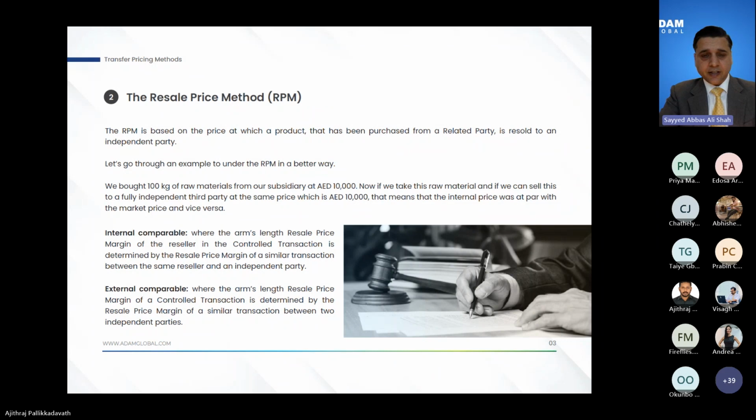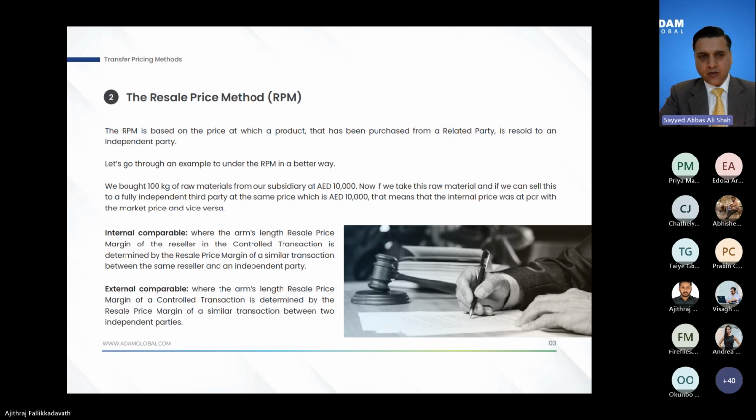So let's assume we bought 100 kg of raw material from one of our subsidiaries at 10,000 dirhams. Now, if we take this raw material out into the market, can we fetch the same price? Can we sell it outside for 10,000 dirhams? That's the question. If you can, it means the price that we have used internally was at par with the market value. It was reasonable and acceptable. But if it's over or under, what does it tell us? It means there was something wrong with our price, and that's probably the reason why we cannot fetch the same price when we are reselling it into the market. So it's one of the great ways of getting peace of mind about the suitability of the pricing we would be using.